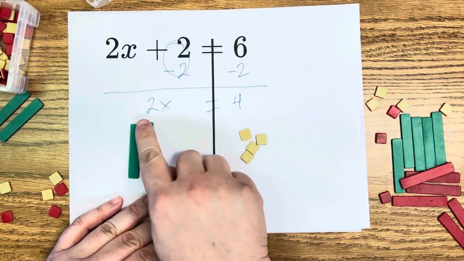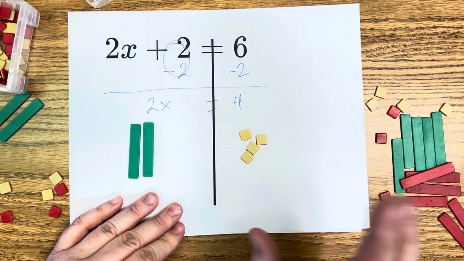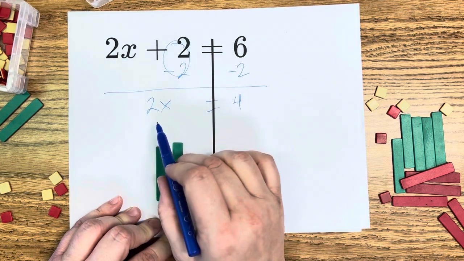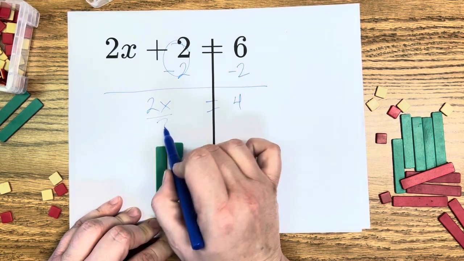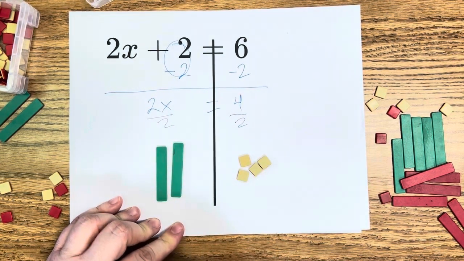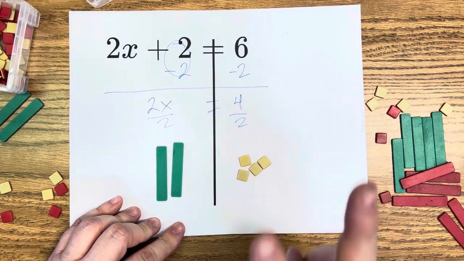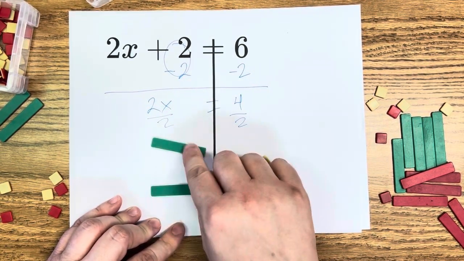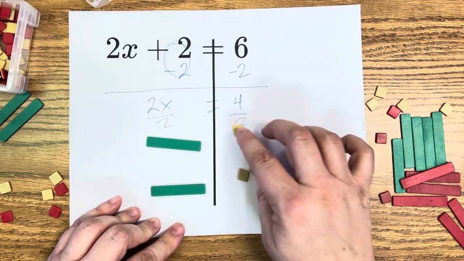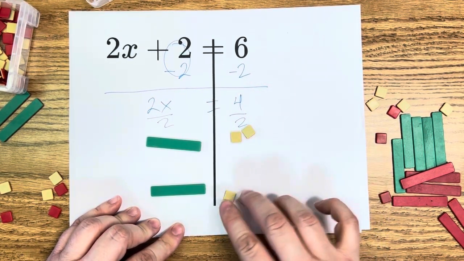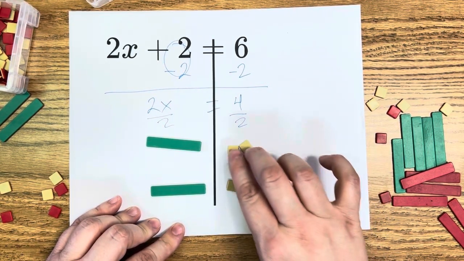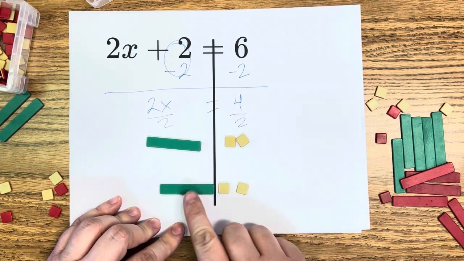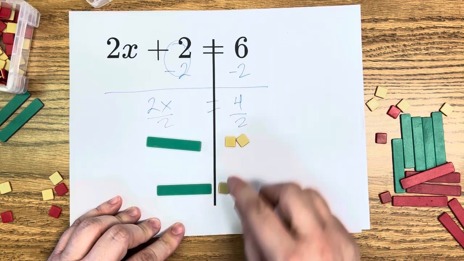Now, we know how to solve this, most everyone, but let's show what we do with the tiles. We do know we need to divide by 2. What that means is we are going to divide our tiles into 2 equal groups. Okay, so there's my 2 equal groups over here, my x's. And if I divide these into 2 groups, I get 2 groups of 2. That means that with 1x, there are 2 1s.